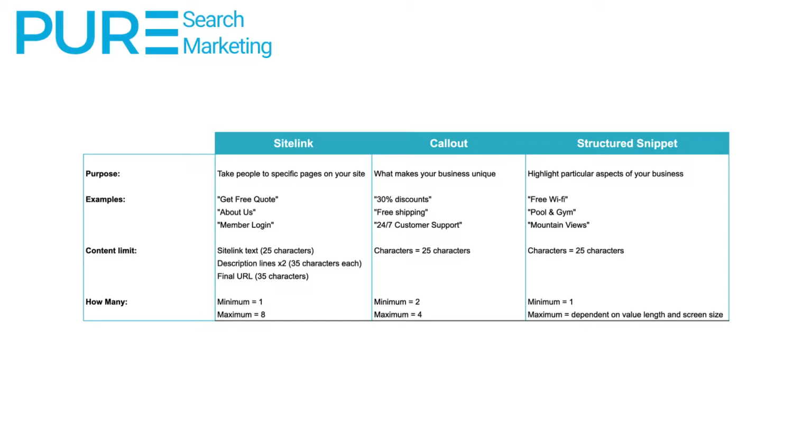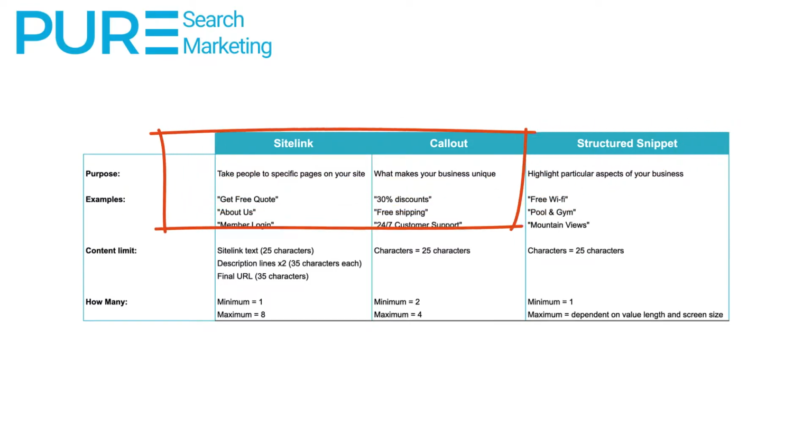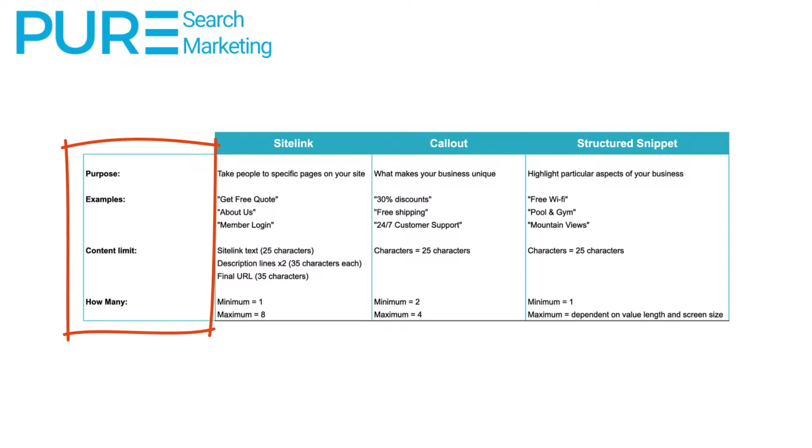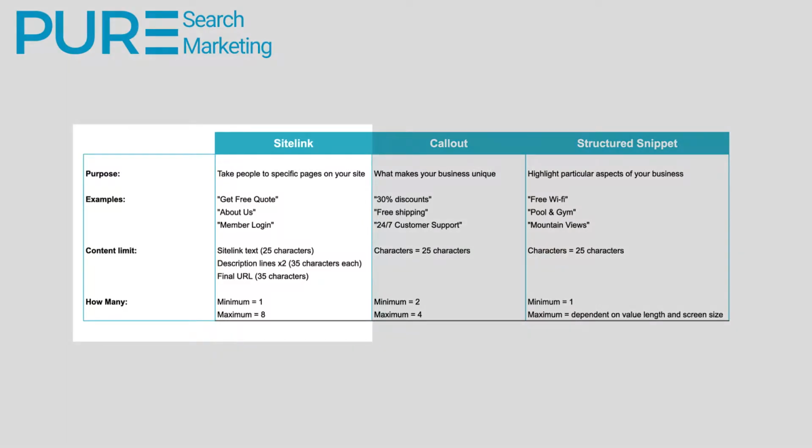So here we have a simple grid that I've just set up for you. Across the top you've got the type of ad extension, and down the side just some information about each of them. So starting with site links, you've got the purpose. If you've got a number of different pages on your site that you want to take users to, then a site link is very useful for you. I've written some examples here.